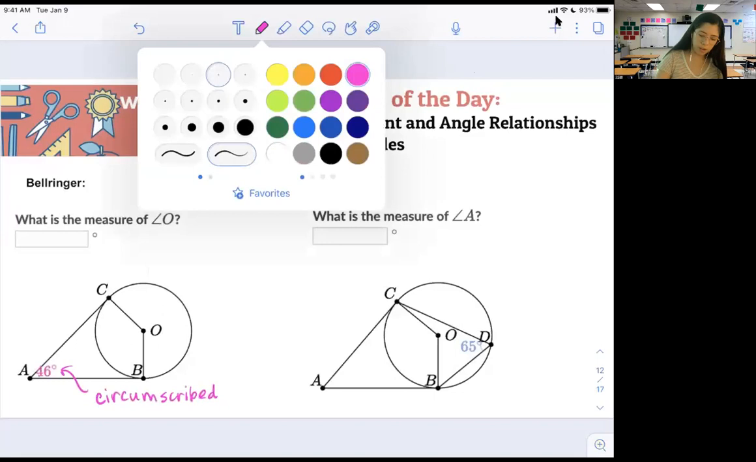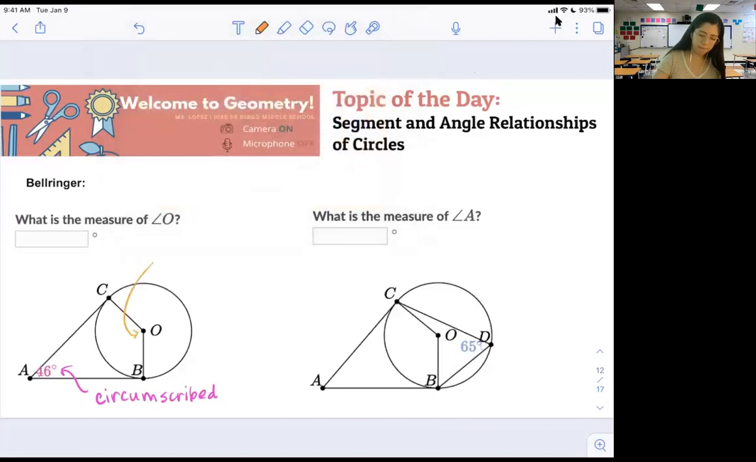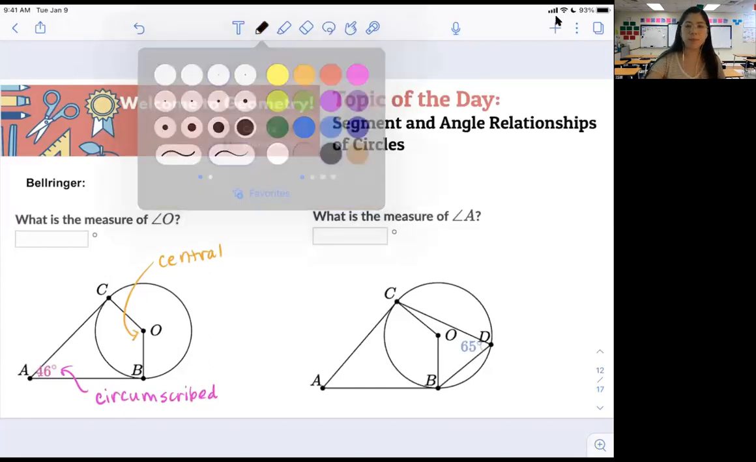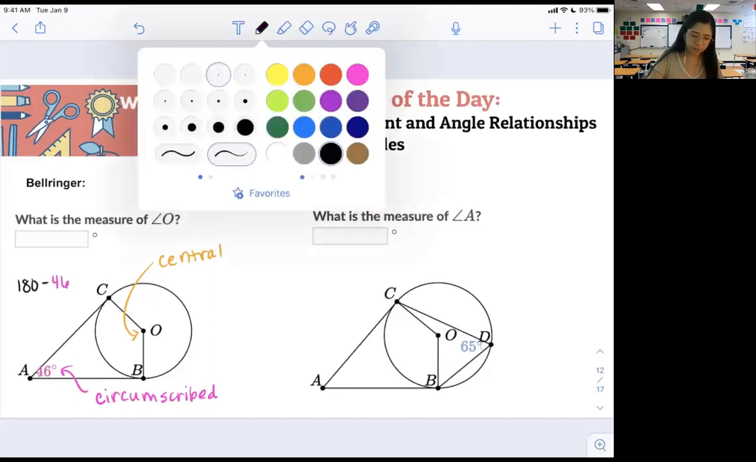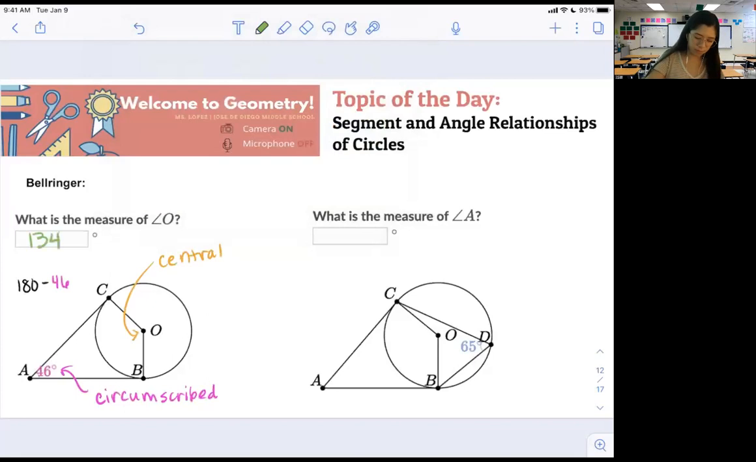What type of angle is angle O? That one's central, good. They all start with C, so they can be a little tricky to remember, but we have circumscribed angle, central angle, and we know that a circumscribed angle is going to be supplementary to the central angle. So we just subtract from 180. 180 minus 46, what does that give me? 134 degrees. Questions on that one?